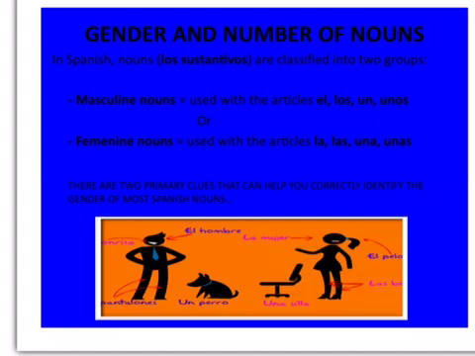In Spanish, los sustantivos, or nouns, are classified into two groups: masculine or feminine. Masculine nouns will be used with the articles el, los, un, and unos, and feminine nouns will be used with la, las, una, and unas. There are two primary clues, or claves, that can help you determine if the noun is masculine or feminine. Do you know these clues? If not, don't worry. We will review them right now.